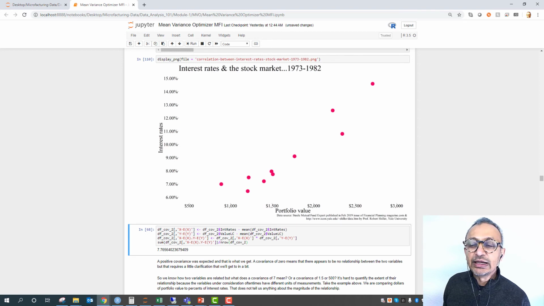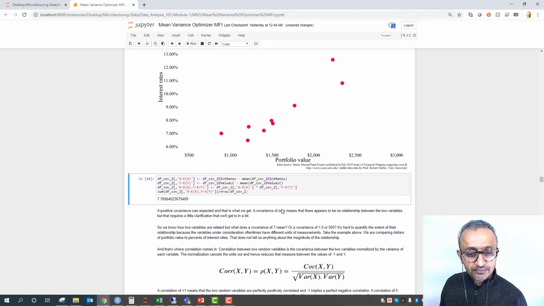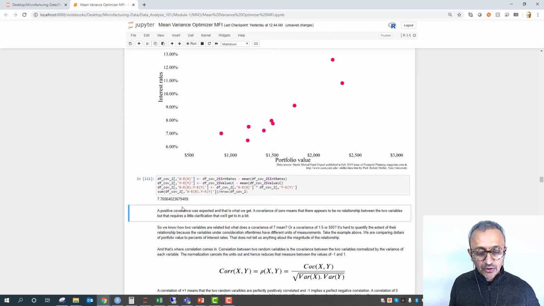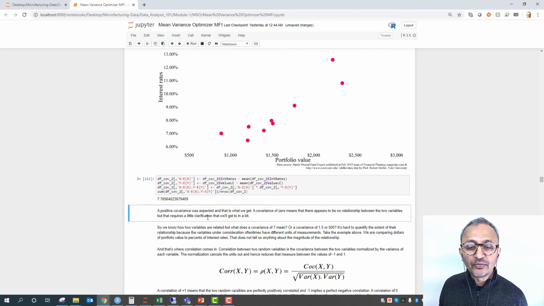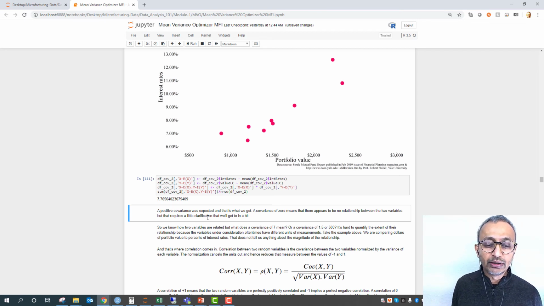But let's say that is the theory I'm putting out. Again, I'm trying to fit my theory to this data. And doing the same math, you see there is a positive correlation, because that's what we are looking at. So a positive covariance was expected, and that is what we get. And of course a covariance of 0 means there apparently is no relationship between the two variables. But that requires a little bit of clarification, and we'll get to that in a bit.